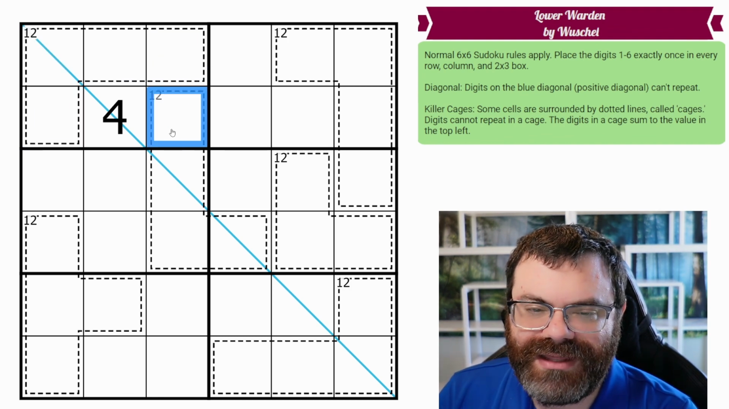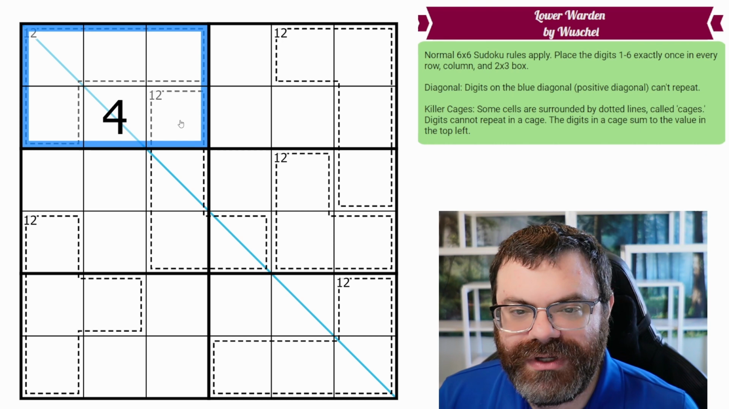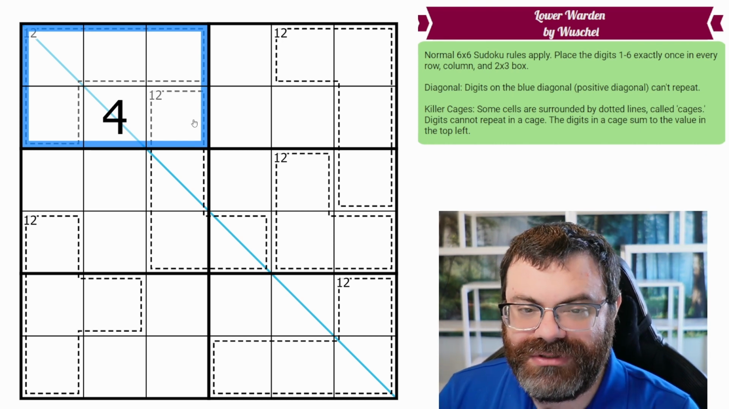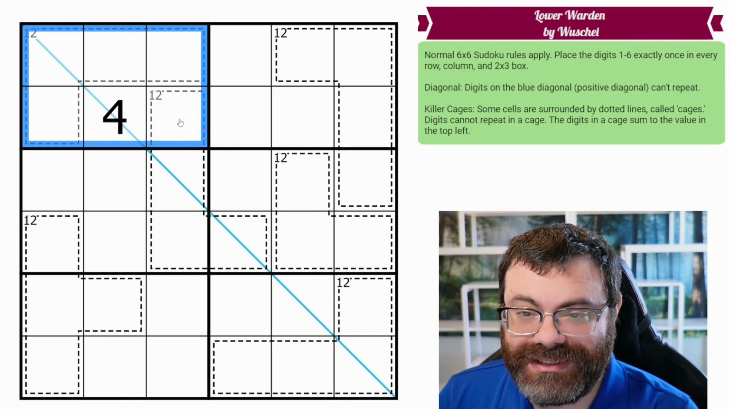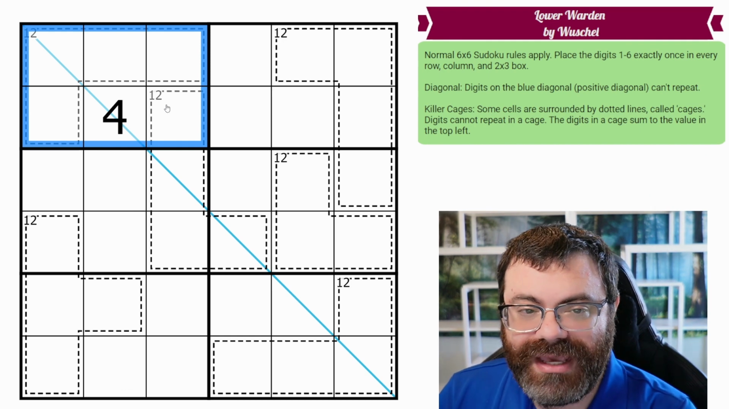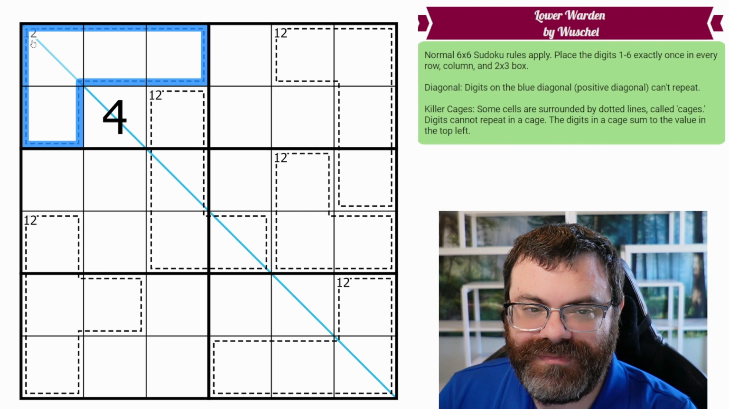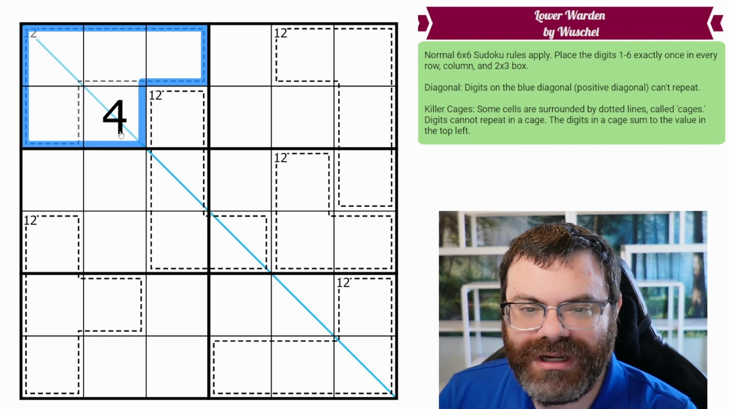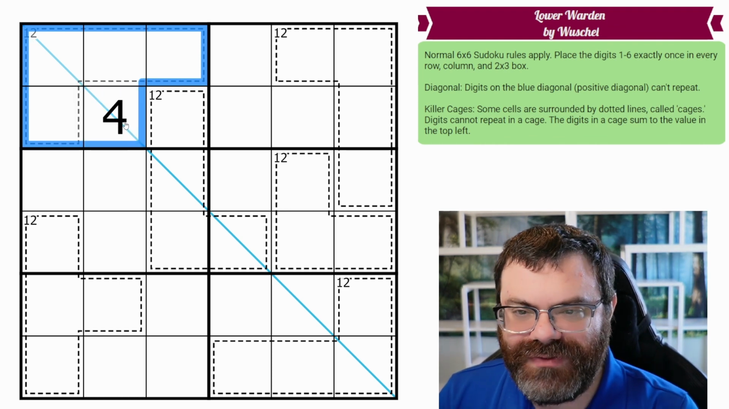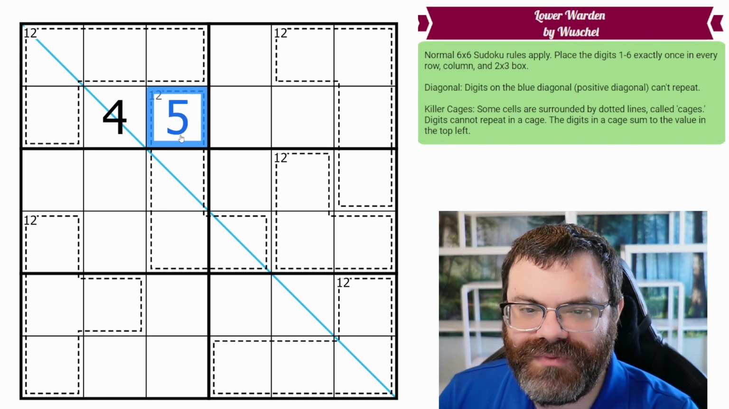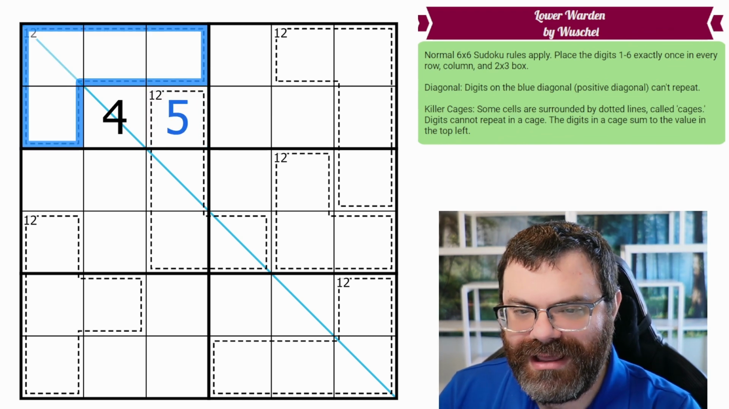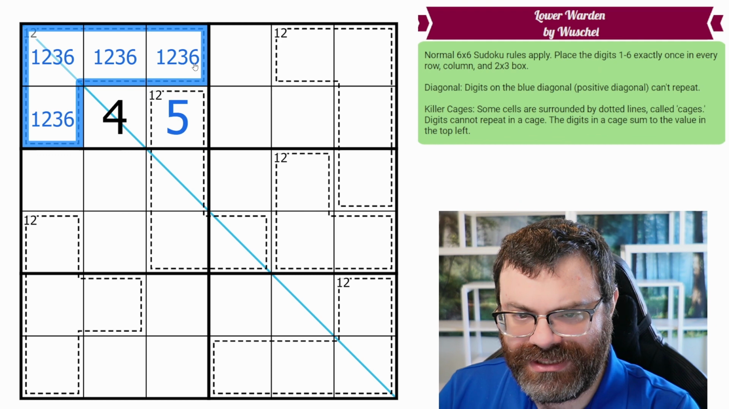Or if you don't want to think about it that way, you can use outies. We know that this box sums to 21 because it has the digits 1 to 6 in it, and 1 to 6 adds to 21. Well, if we subtract 16 from that, these are going to add to 12 based on the rules, and this is a 4. So 21 minus 16 is 5. So either way, we're placing a 5 here. And I am actually going to put 1, 2, 3, 6 here.